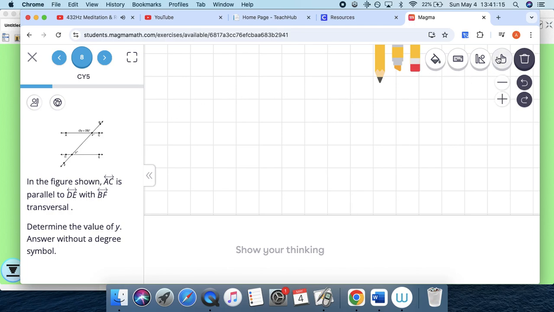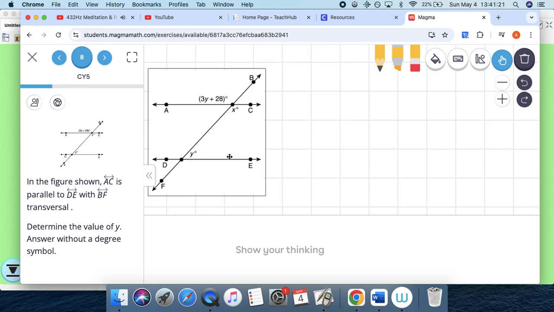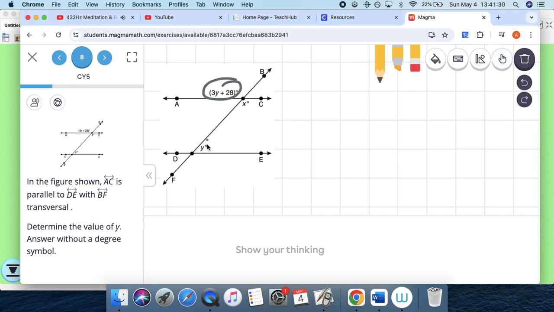Another transversal question. And what do they want here? They want x. Find the value of y. Determine the value of the answer without a degree symbol. Okay. We want the value of y. So again, we're looking at this angle here and this angle here.